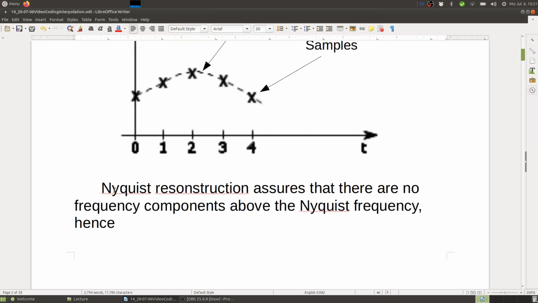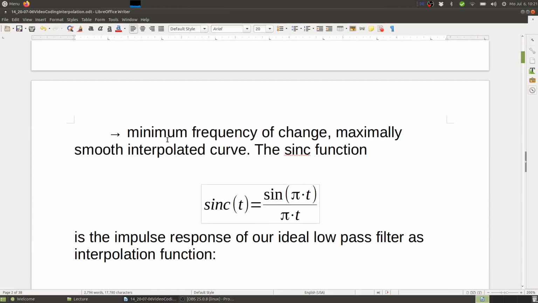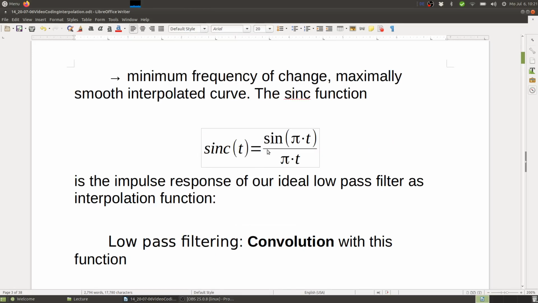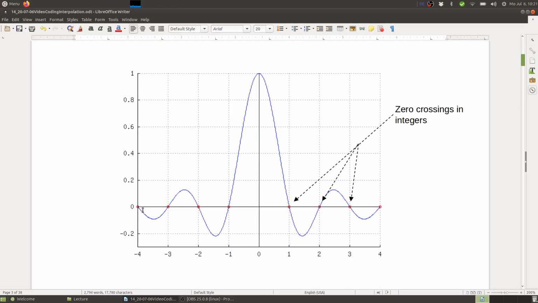So that's the principle. Nyquist reconstruction assures that there are no frequency components above the Nyquist frequency, and hence we have a minimum frequency of change, a maximally smooth interpolated curve. This is done using the sinc function, which you can see here. It's sine of pi t divided by pi t, and that's the impulse response of our ideal low-pass filter as interpolation function.